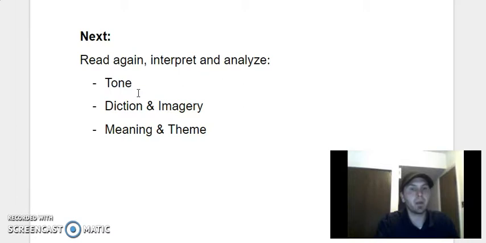Now, the tone is the attitude of the speaker. Remember, not necessarily the author, but the tone is the attitude of the speaker. So you want to ask yourself, was the attitude of the speaker in this poem angry, sad, and melancholy? Was it happy and exuberant, or maybe they were just nonchalantly stating facts.